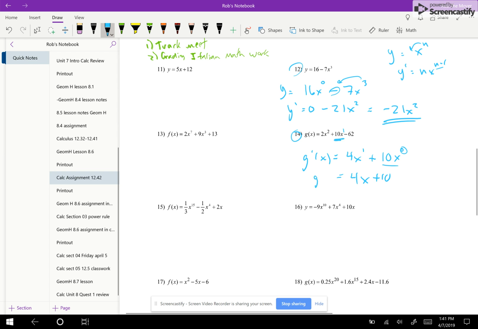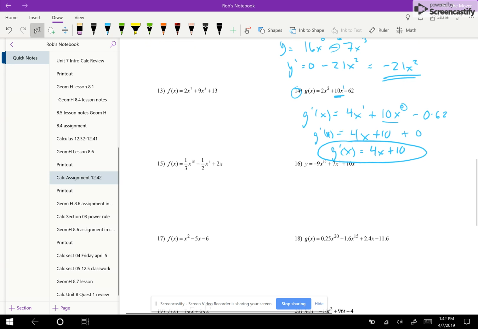Right? So g prime of x, and the slope of this is negative 62 times 0. 0 times 62 is 0. Again, you don't necessarily have to write that out, okay? But g prime of x, just to show you why that works, is 4x plus 10. That is the slope of the tangent line to g of x.